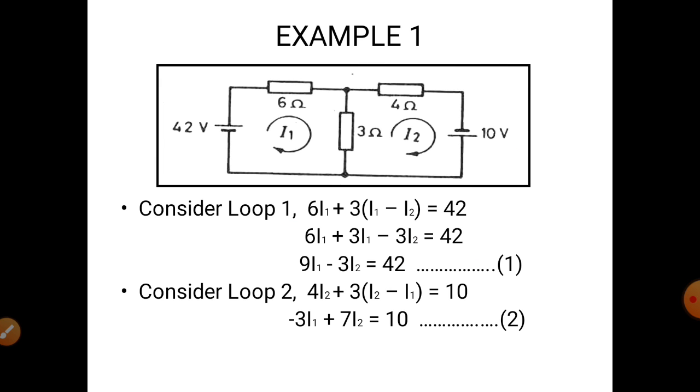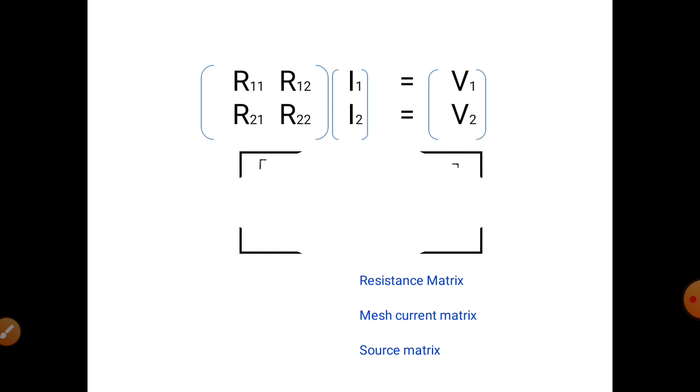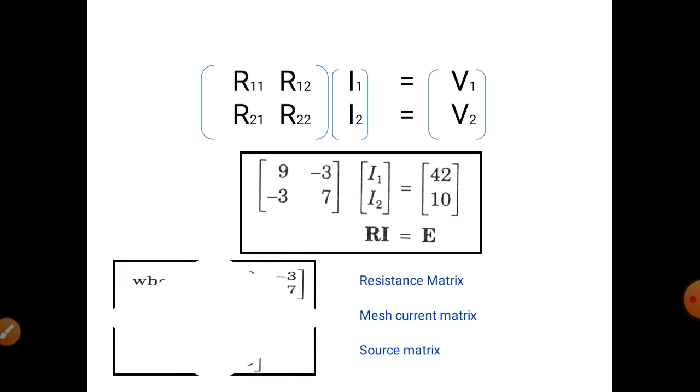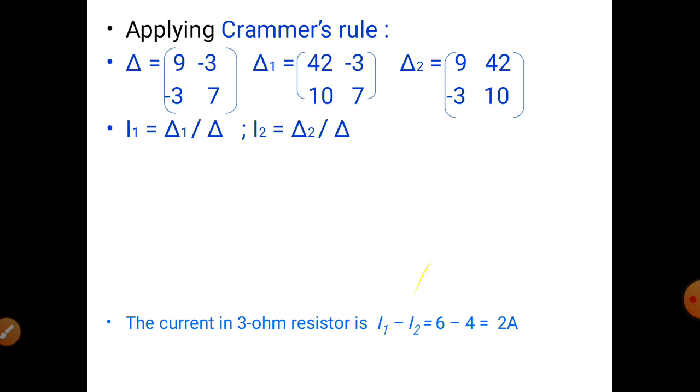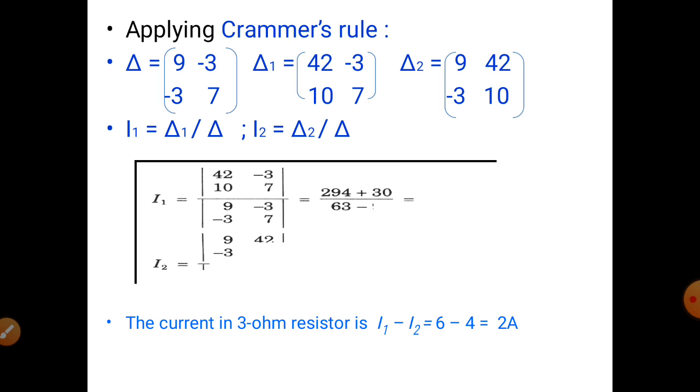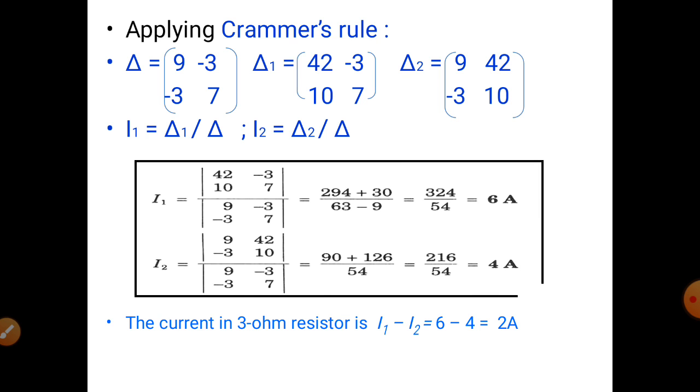In this network we have 2 closed loops available, so we have to write 2 equations by using Kirchhoff's voltage law, and also we have to apply Ohm's law, V is equal to IR. We have formed 2 equations, and we have to solve these 2 equations by using Cramer's rule, and find the unknown values I1 and I2. This is mesh analysis.